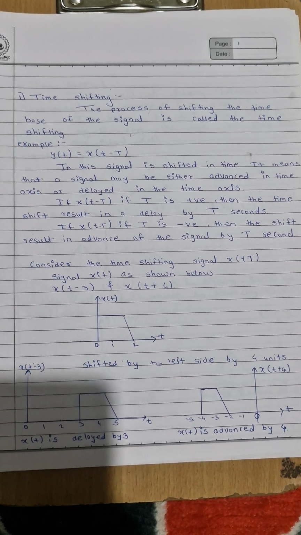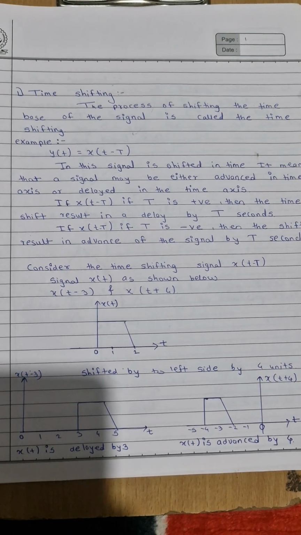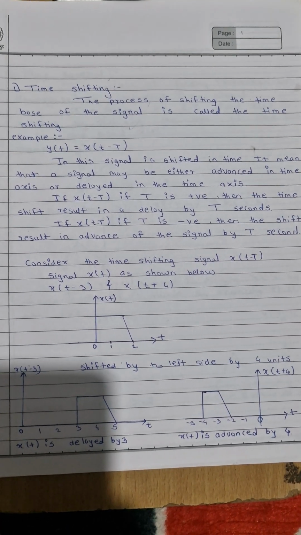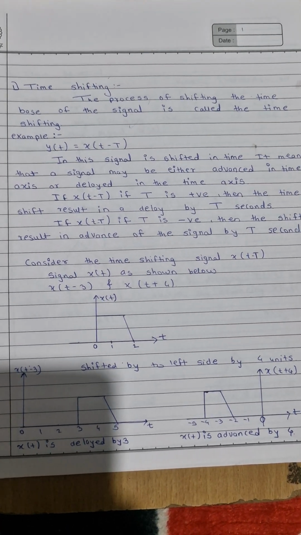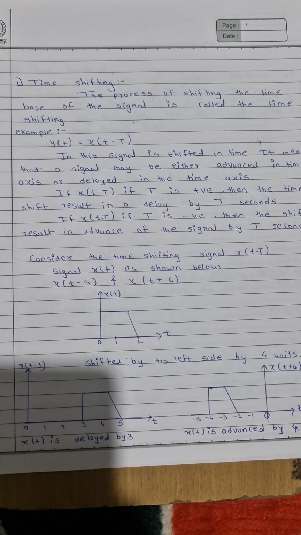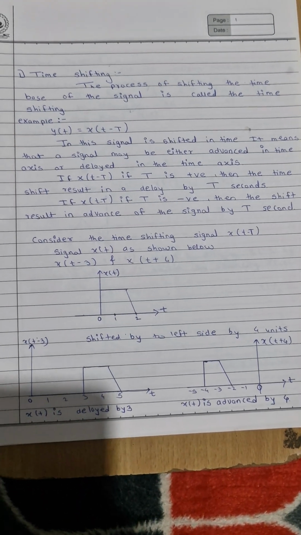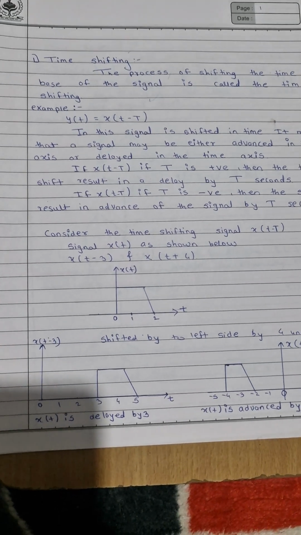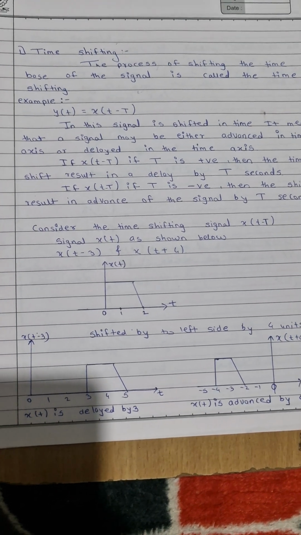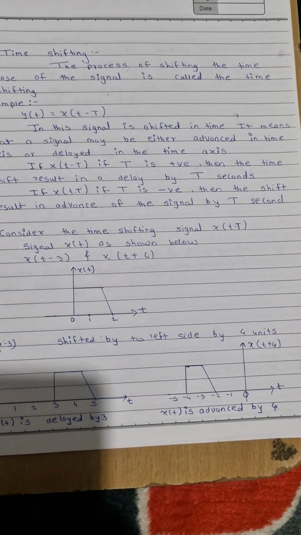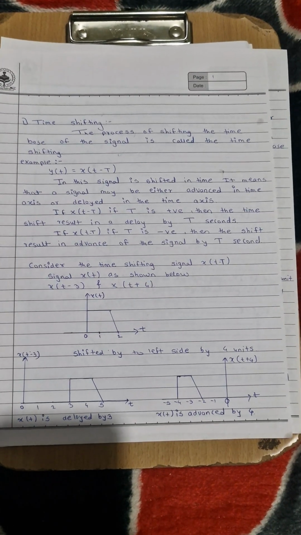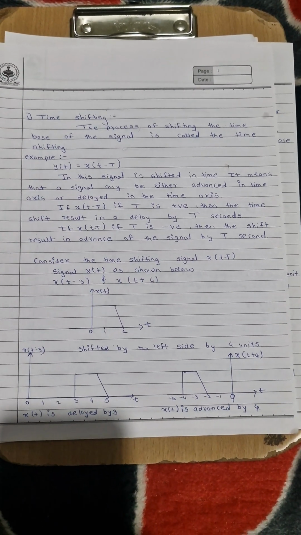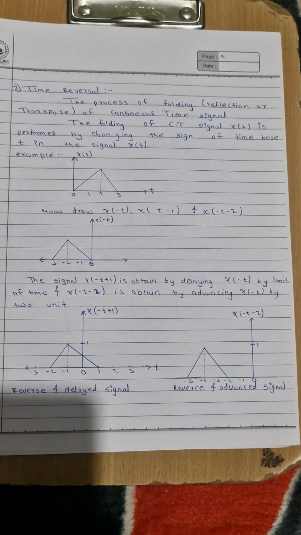Consider a time shifting signal x(t minus T). Signal x(t) is shown below, x(t minus 3) and x(t plus 4). So we shift to the left side by 4, x(t) is delayed by 3 and x(t) advanced by 4. So this is the time shifting example and its definition.